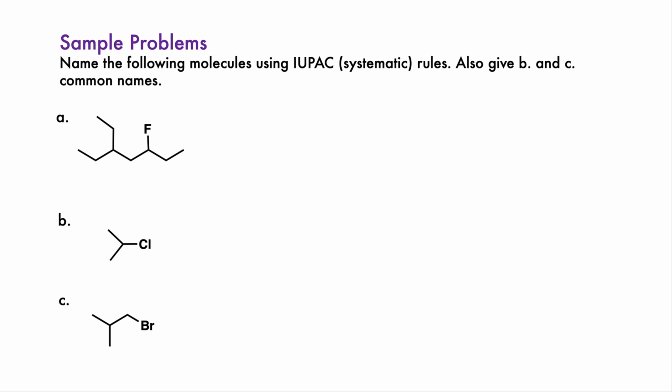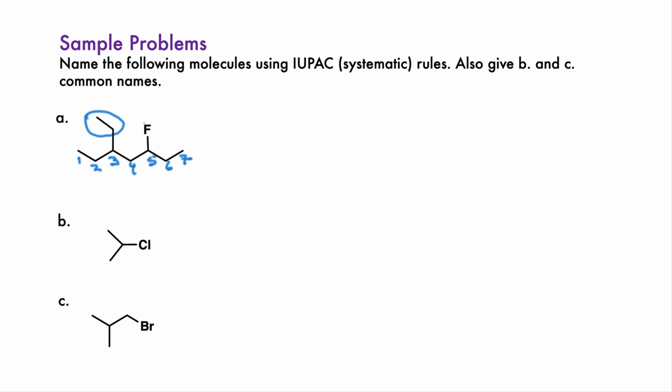Pause and try these sample problems. Give systematic IUPAC names for all the molecules. Also, give common names for B and C. The parent of the first compound has 7 carbons and is a heptane. In this case, the parent can be viewed as being either horizontal or snaking from the top to the right.